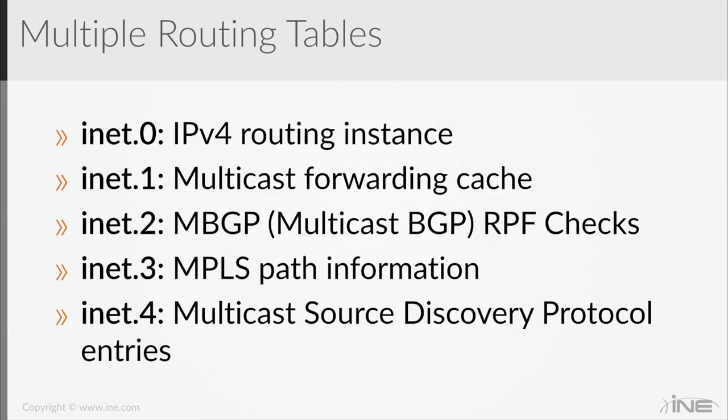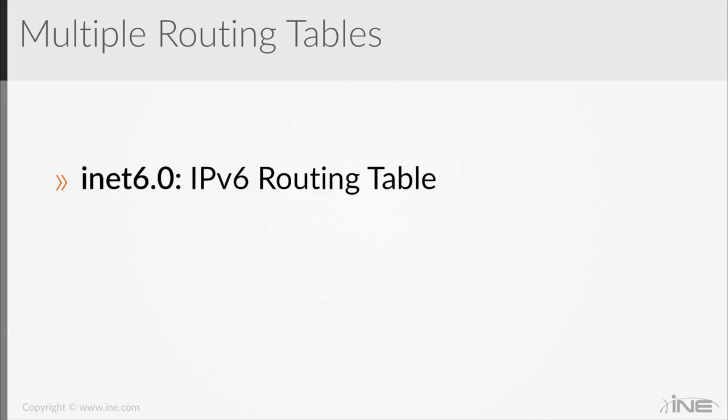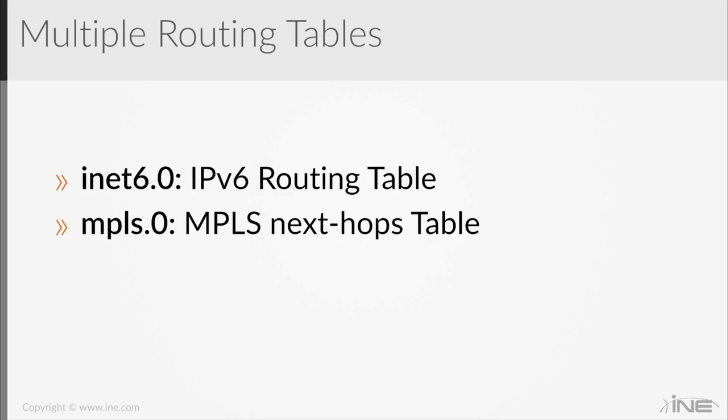inet.4 is used to keep entries from multicast source discovery protocol. inet6.0, as the name might sound, is the actual IPv6 routing table. So IPv4 routes and IPv6 routes are not kept in the same table, but in different tables. And then mpls.0 is the MPLS next hops table. So now you've learned what tables Junos will use by default configuration.